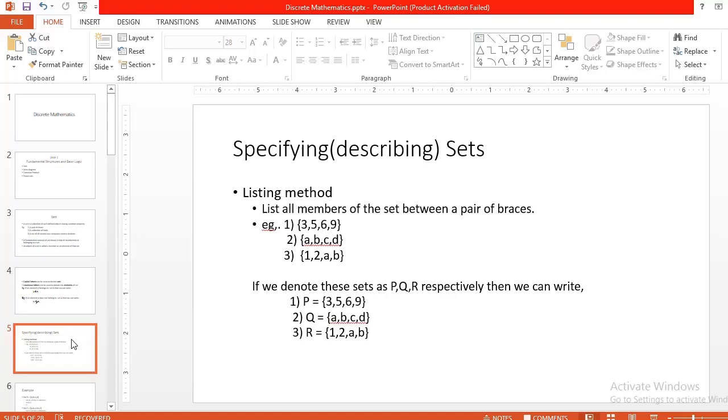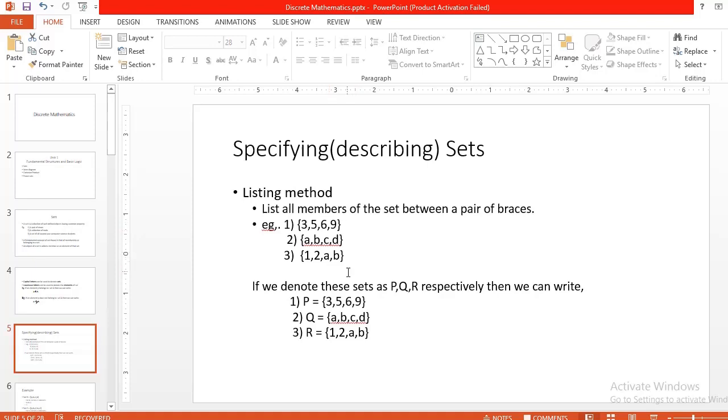In the listing method, which is a simple method, we list all the members or elements of the set between a pair of braces, that is, curly braces. See one example. In the first set there are four elements: 3, 5, 6 and 9. Similarly in the second set: a, b, c, d. In the third set, a combination of numbers and alphabets: 1, 2, a and b.